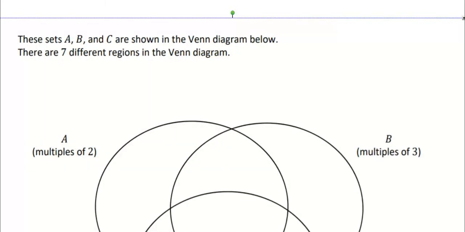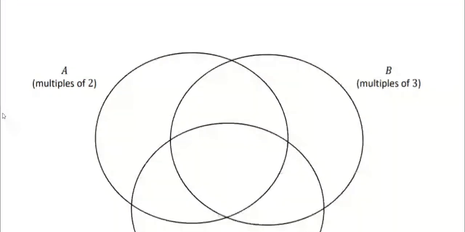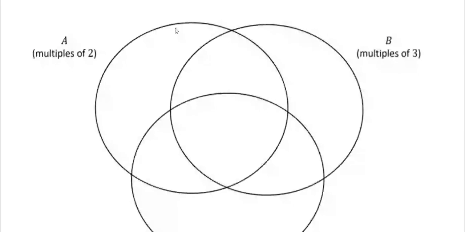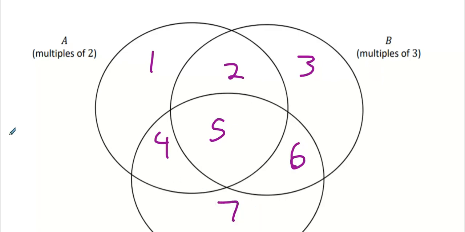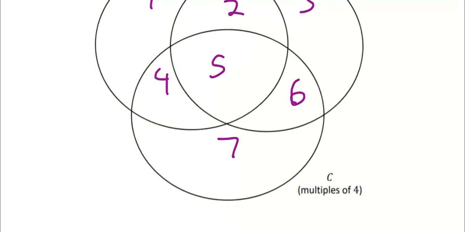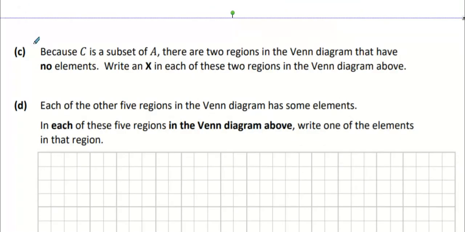Move on. Here are the 3 sets, and there are 7 regions in the Venn diagram. Now, 7 regions in the Venn diagram basically means region 1, region 2, region 3, region 4, region 5, region 6, and region 7. So we can see the 7 different regions as shown. Now, what does it want me to do in part B?